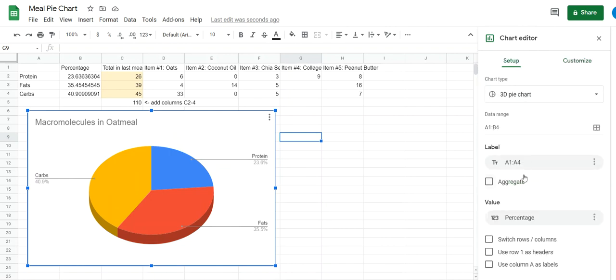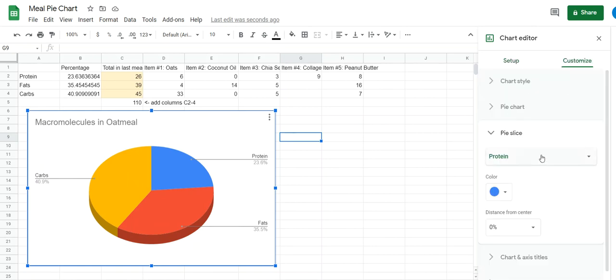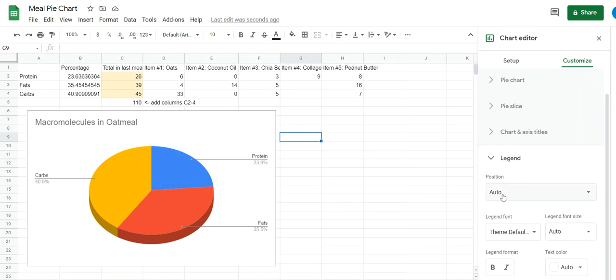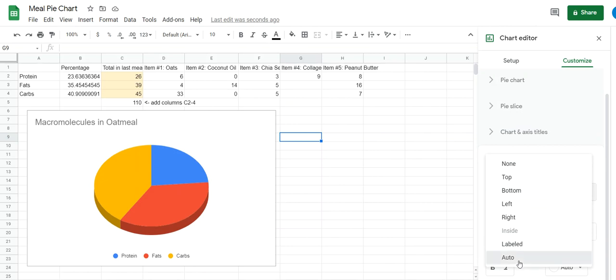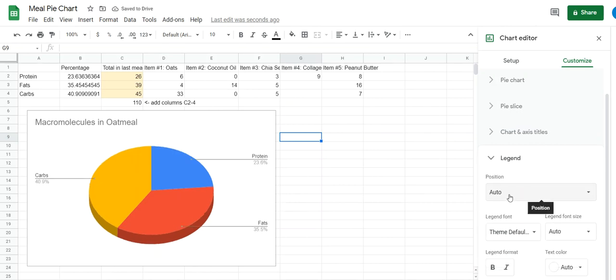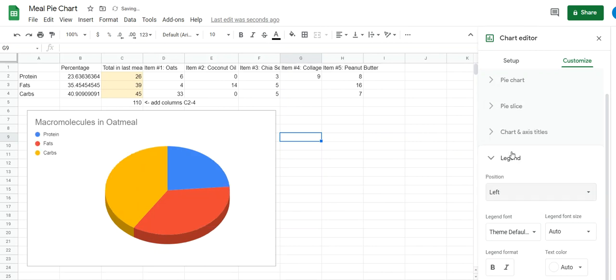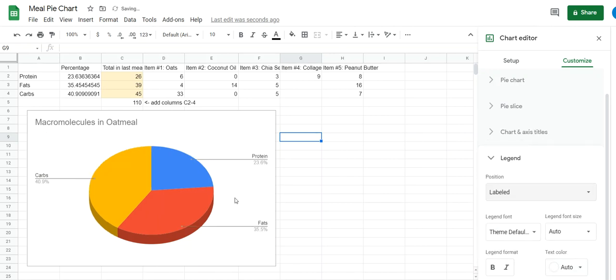Set up labels. And then you can add a label. So put the labels on the bottom, and there we go: proteins, fats, and carbs. And you can have it include the numbers. So when it says auto, that's what it does, and the numbers are there. And it's labeled. But I kind of like it, because then you can see what the actual percentages are. So there we go. And that is how you do that.